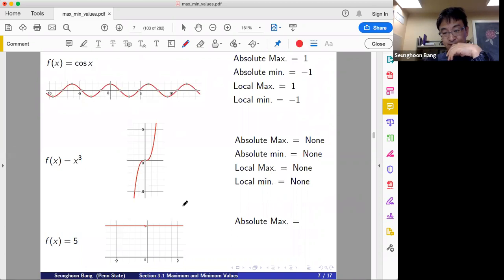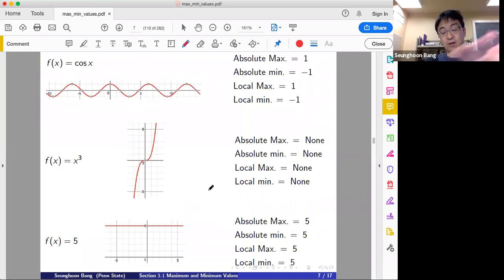No? The answer is yes, 5. Because 5 is always less than or equal to 5, so 5 is the absolute maximum. Also, for the absolute minimum, 5 is greater than or equal to 5, so yes, 5 is the absolute minimum. Local maximum, 5. Local minimum, 5. It is just the trivial case, 5.